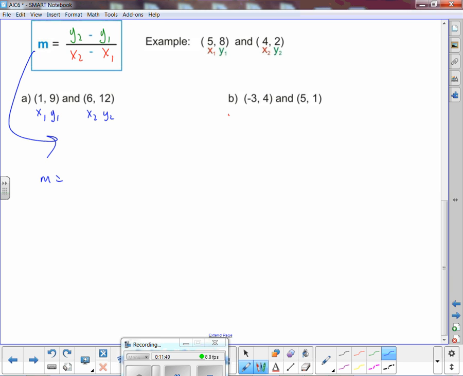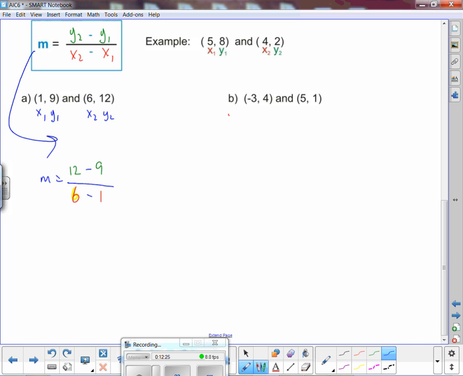So now we're ready for m equals, what's y sub 2? It says 12. That's a minus sign from the formula between them, correct? What's y sub 1? That's a 9. It's clear for me to see because I label my points. What's x sub 2? It's a 6. Oh, there goes the yellow again. It's a 6. Got the minus sign from the formula. What's x sub 1? It's a 1.